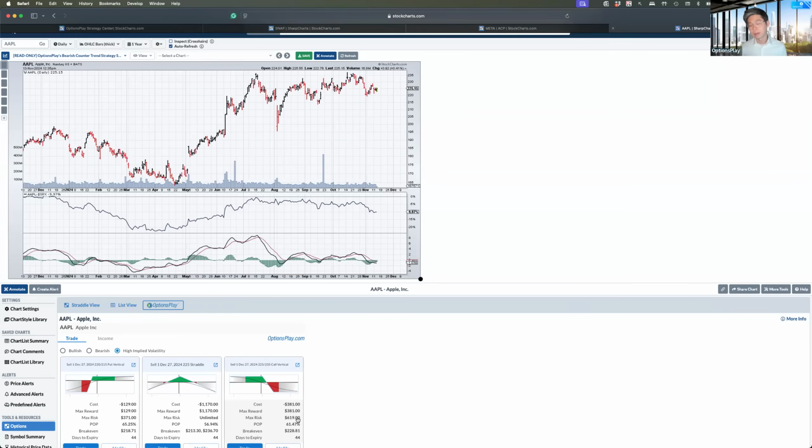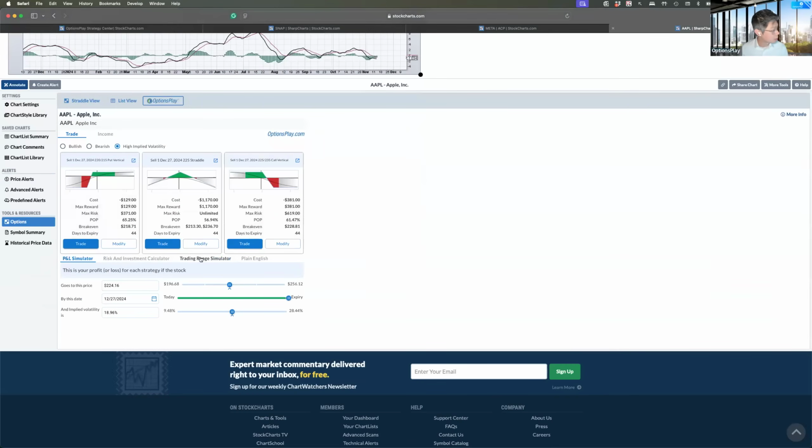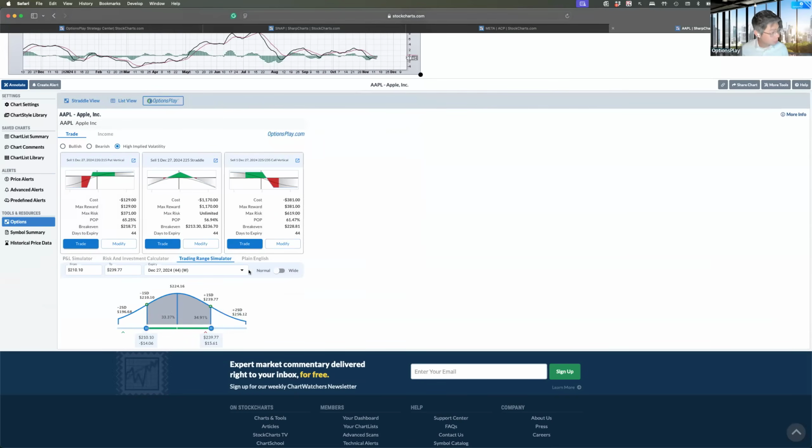If you have any knowledge of selling a credit spread, you know how easy that is to understand. With a single click of the mouse, you're collecting 38% of the vertical width. It does all of the work for you, and you can use the P&L simulator if you like. You can also use the trading range simulator if you like.